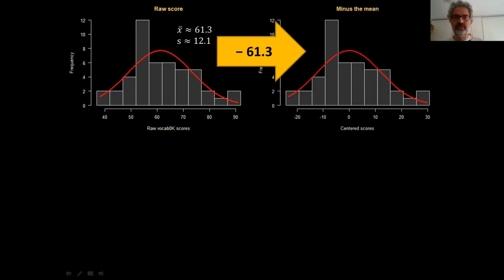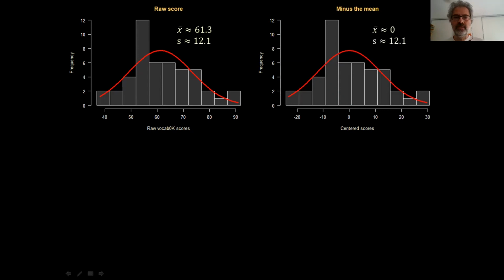If we subtract 61.3 from each value, then we get to this histogram. Now, as you will notice, this is identical. Of course, the distribution of values hasn't changed. What has changed is that every value is 61.3 less than it used to be. So the dispersion is unchanged, and indeed, the new set of numbers has the same standard deviation as before.